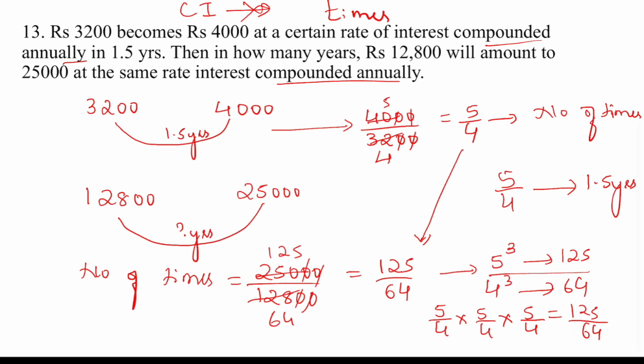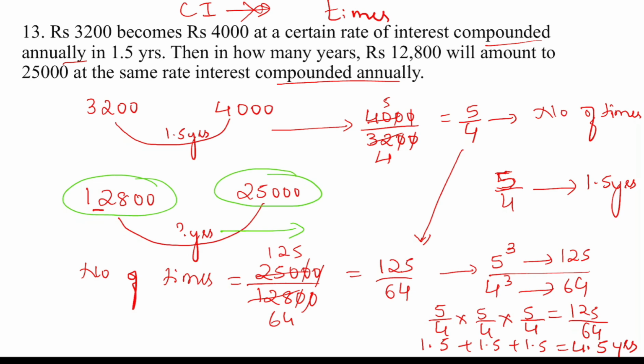Now to multiply one time by 5 by 4, how many years is it taking? 1.5 years, isn't it? To multiply by 5 by 4, it is taking 1.5 years. So to multiply 3 times, how much time will it take? 1.5 plus 1.5 plus 1.5, which is equal to 4.5 years. Okay, so therefore for the amount to become 25,000 from 12,800, it will take 4.5 years.